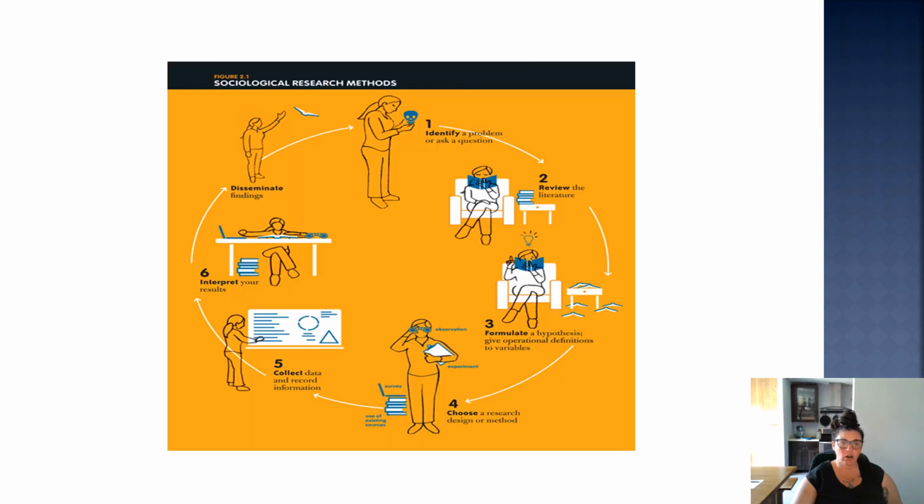Okay, so where are we in the research process step? It says sociological, but this applies to all social sciences. You identified the problem, so you have your research question, you reviewed the literature, you formulated your hypothesis, and you gave both conceptualization and operational definitions to your variables. And you are now currently in step 4, choose your research design or method. So we're doing our sampling design and our research design here.